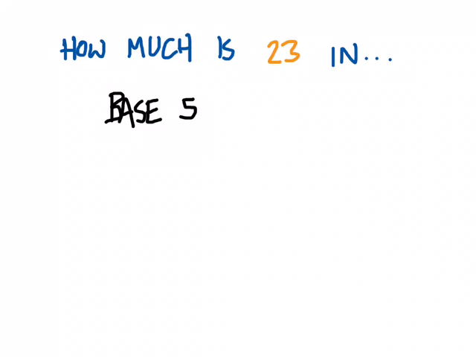So if I'm looking at 23 in base 5, well, I've got 3 ones, and I've got 2 groups of 5. And the grand total there is 13. So in base 5, the number 23 is not really 23, it represents what I think of as 13. What about in base 8?